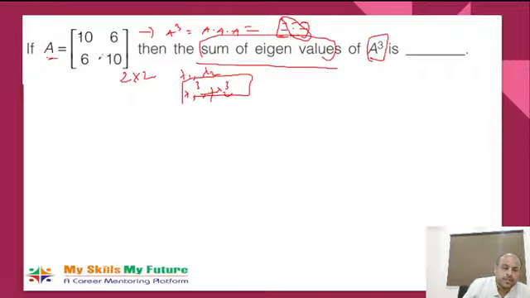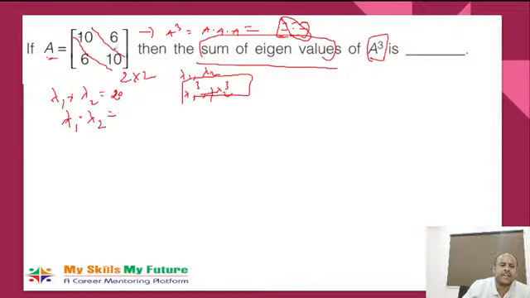Again, the sum of eigenvalues of any matrix is the trace. Here what is the trace? 10 plus 10, 20. So lambda 1 plus lambda 2 is 20. Now one more thing: the product of eigenvalues is the determinant of the matrix, lambda 1 into lambda 2.